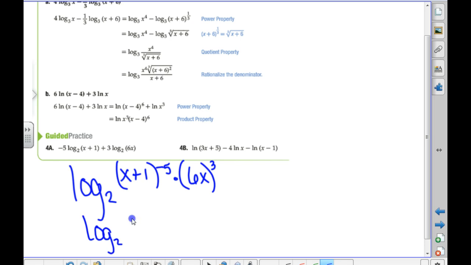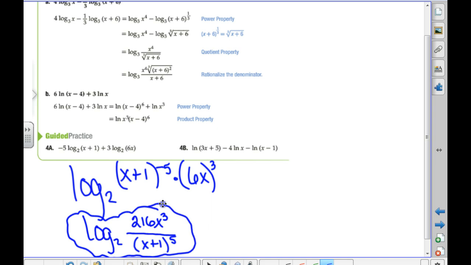Log base 2. Can we get rid of one set of parentheses here? What is a 6 to the 3rd and an x to the 3rd? Six to the 3rd is 216, right? Did I do that right? So 216 x to the 3rd, we get rid of those parentheses. And then that one I'm just going to move to the bottom. If you left it 6x all to the 3rd, I probably wouldn't count it wrong, just so you had the parentheses still.